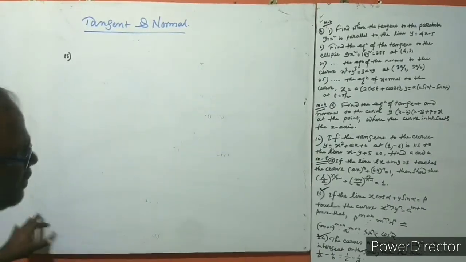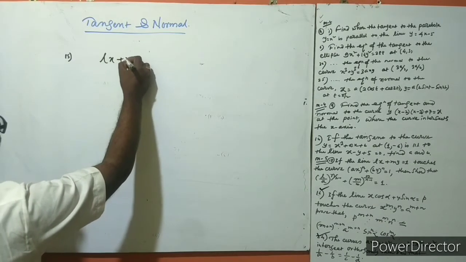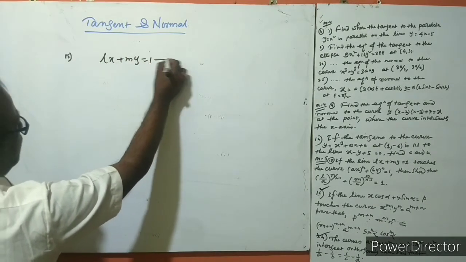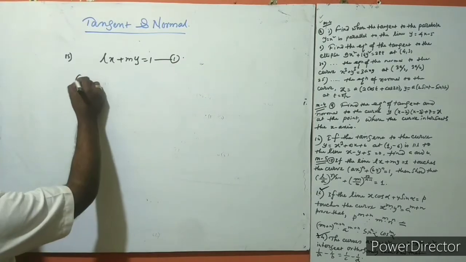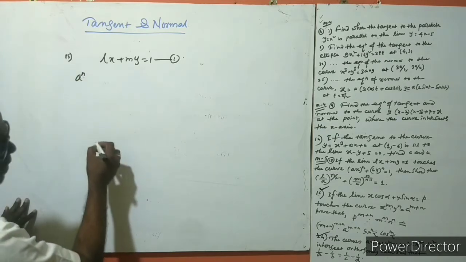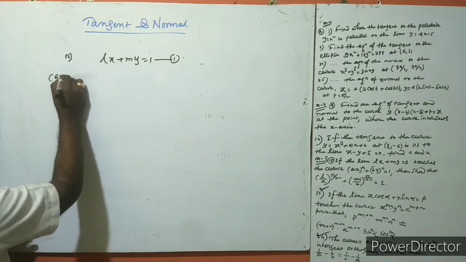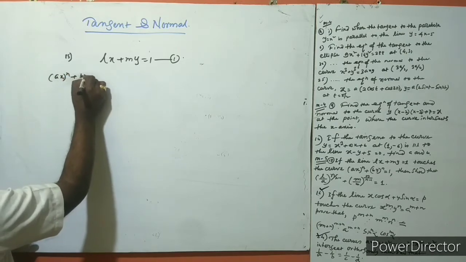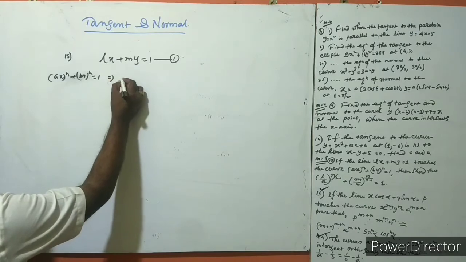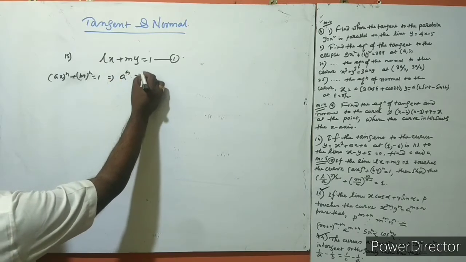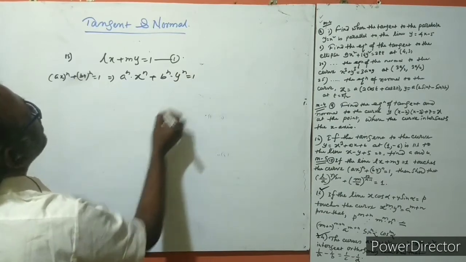Okay, see for question number 15, sorry, 15. Okay. So this is the tangent Lx plus My is equal to 1, okay, number 1. And now for the curve, it is given that the curve here is a x to the power n and b y to the power n here equal to 1. And now a to the power n and x to the power n plus b to the power n and y to the power n equal to 1.